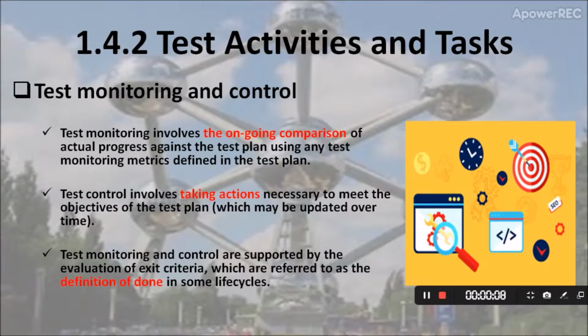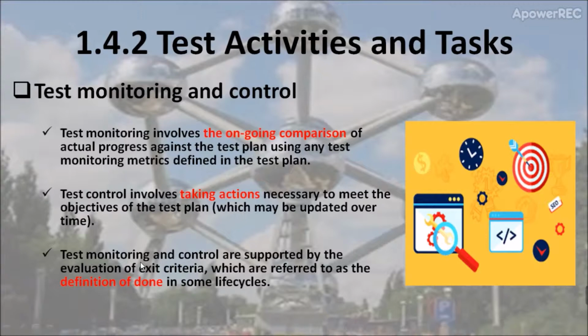The second activity in the test process is test monitoring and control. Test monitoring is the ongoing comparison of actual progress against the test plan. So we wrote a test plan which includes some objectives, and there is actual progress while we are working in our project. We should compare them and check: are we following the plan or are we late? Then after monitoring, we have test control. Test control means that we take some necessary action to meet the objectives of the test plan.